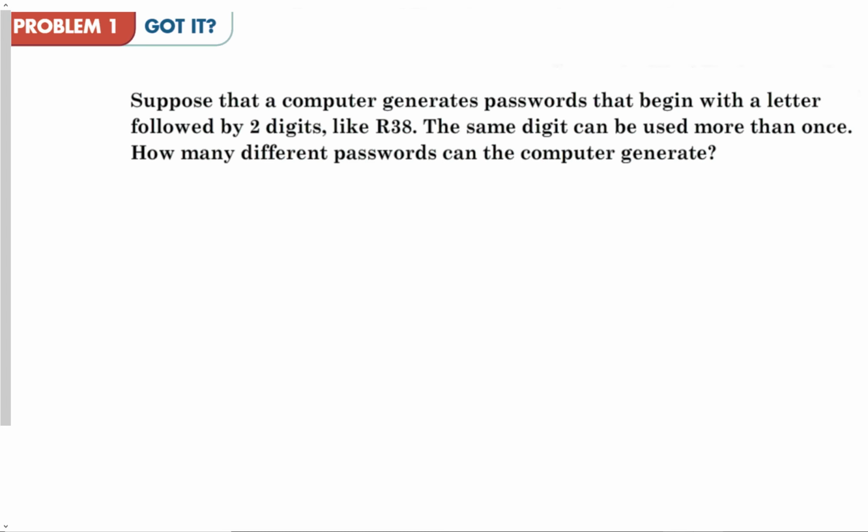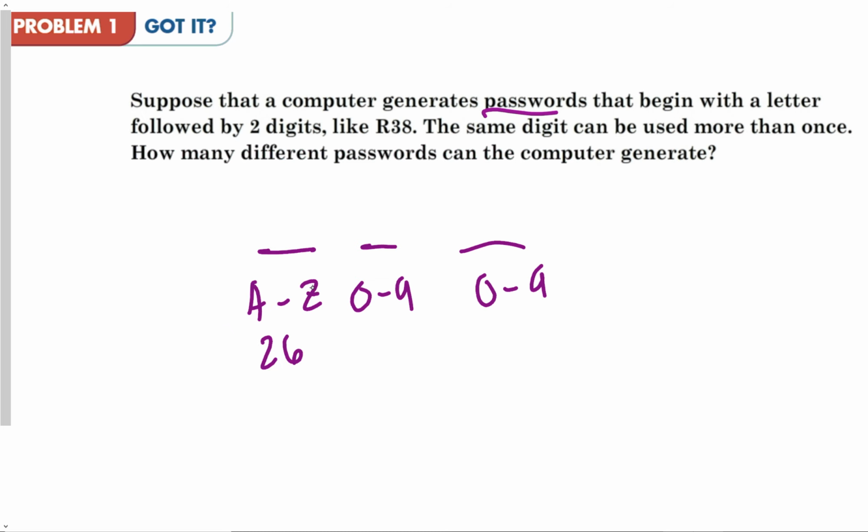Here's a problem that you can do. You're generating passwords that begin with a letter, followed by 2 digits. Those are numbers between 0 and 9, numbers between 0 and 9. And a letter would be between A and Z, which is 26 letters, or A to Zed if you're Canadian, which we do have one Canadian, right? So from A to Z.